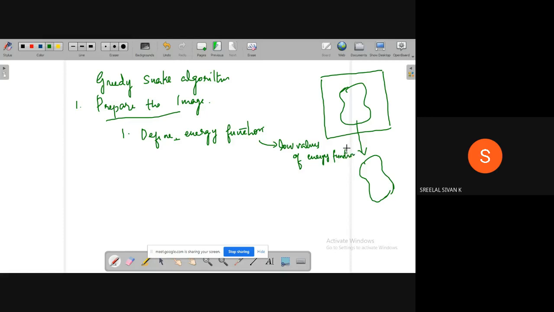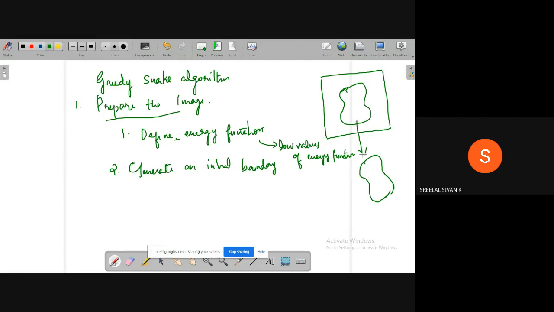Okay, so this is the initial step. You have an extracted object, and based on the gray level value or gradient value, you have defined an energy function based on the low values of that particular set of data. Next is to generate an initial boundary by segmentation techniques such as thresholding. That is, first of all, generate an initial boundary. We have done that.